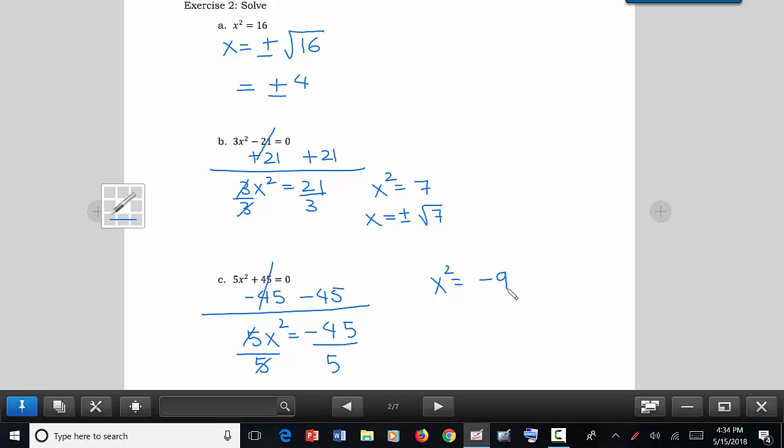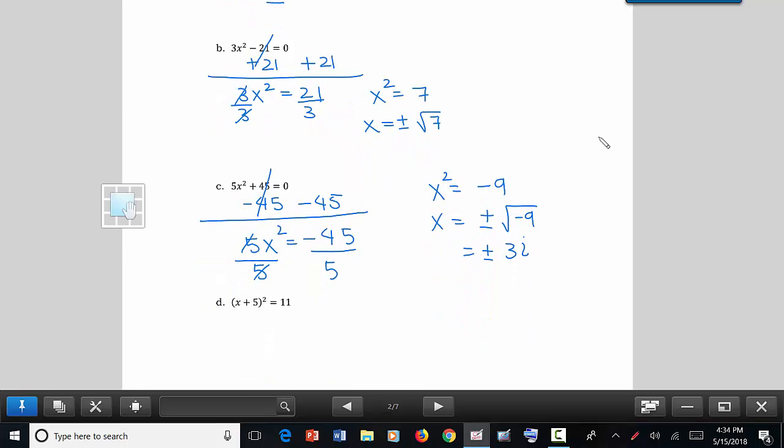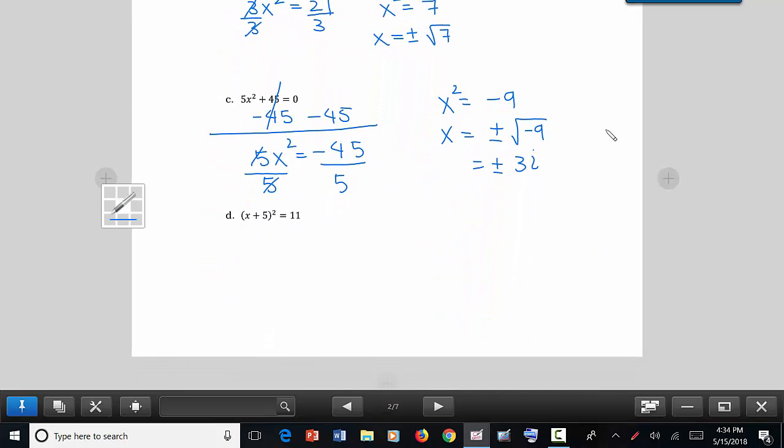So if you take the square root on both sides, x equals plus or minus, two options, the square root of negative 9, which is 3, and the square root of a negative is i, so it is 3i. That's how we solve the equation using the square root property.